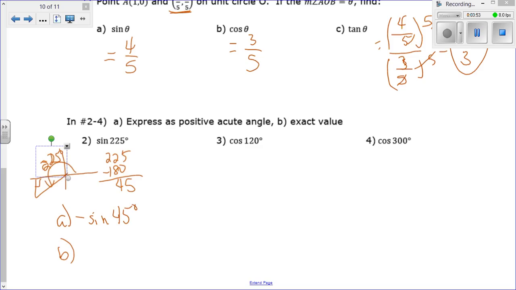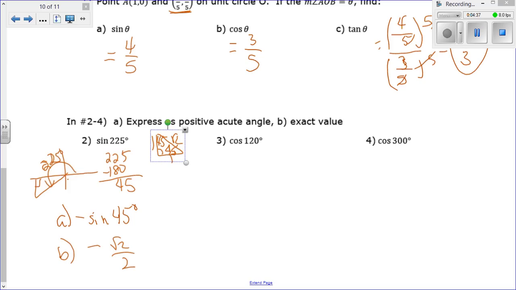B says to find the exact value. Well, the exact value of sine of 45. That's your 45, 45, 90 triangle. My sides are 1, 1, radical 2. So the sine is opposite over hypotenuse, so it's 1 over root 2, which we can't keep, so we have to change it to root 2 over 2. And since this is a negative sine of 45, my answer would be a negative radical 2 over 2.